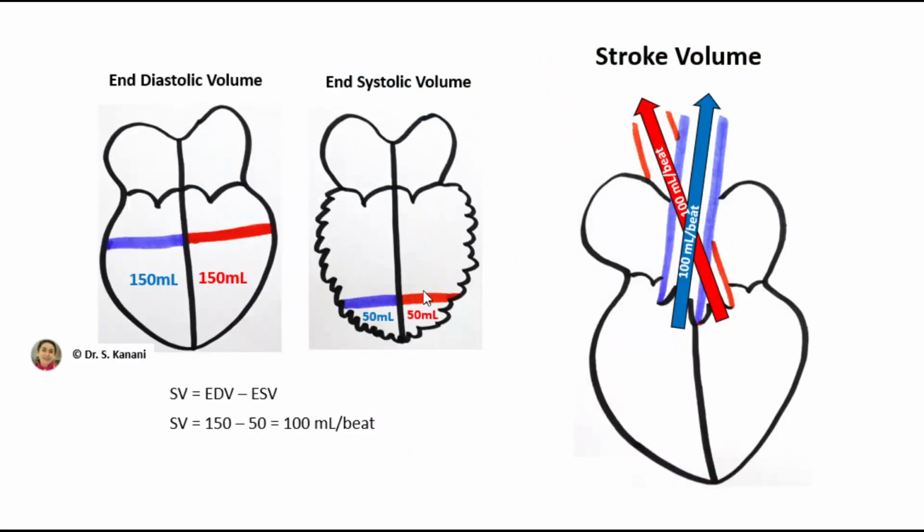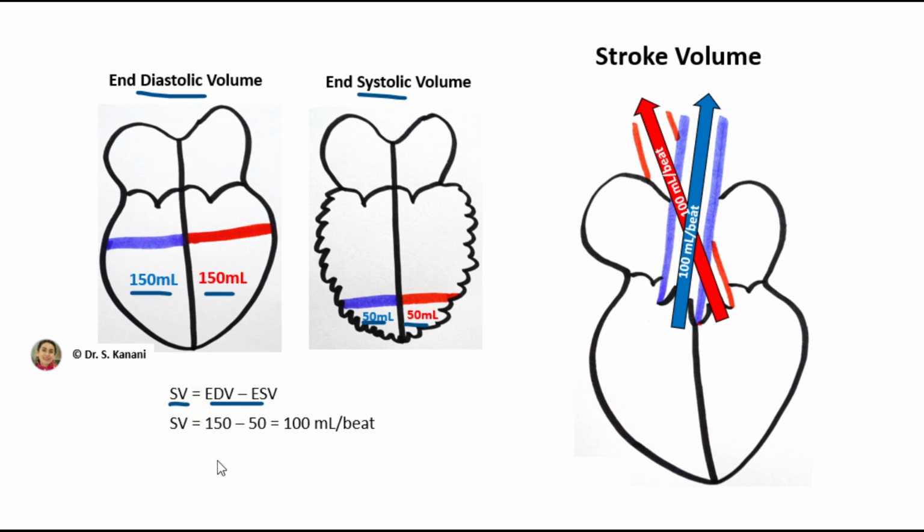So in general, if you know how much blood you had inside the ventricle at the end of its relaxation and how much blood is left inside the ventricle at the end of its contraction, you should be able to calculate the stroke volume. The difference would be the stroke volume.